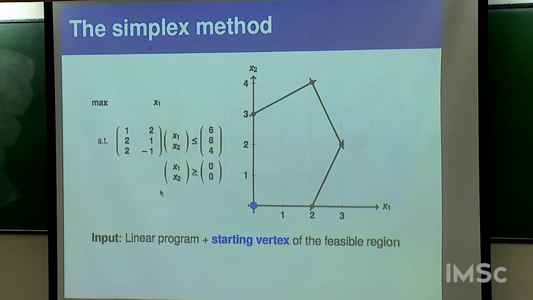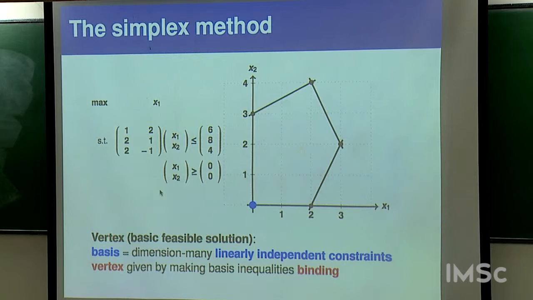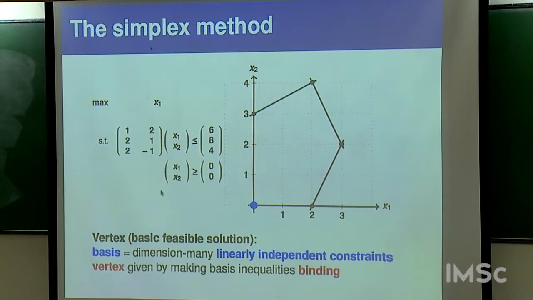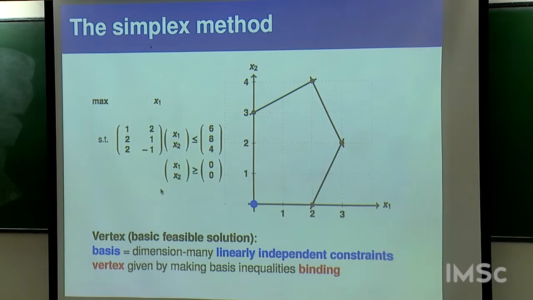The input for the simplex method for us is going to be a linear program like this and a starting vertex of the feasible region. A vertex we represent within the simplex method as a basic feasible solution. I'm going to go into a bit more detail on that shortly. In this view where we have inequalities describing the feasible region, we should think of a vertex as corresponding to a feasible basis, where the basis is dimension-many linearly independent constraints picked from our set of inequalities. And we get this vertex by taking those constraints and making them tight, binding.